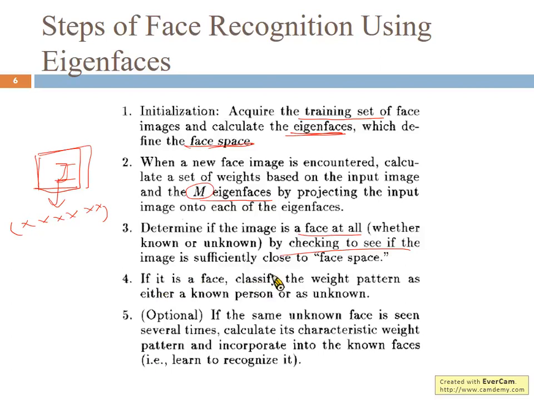If it is a face, we classify the weight pattern as either a known person or unknown. If the nearest neighbor of the transformed vector is a known individual, then we classify this test face image as this user. But if it is not so close, then we may think it is an unknown face. If the same unknown face is seen several times, then we see that we are missing the training data of this unknown face. Therefore, we calculate its characteristic weight pattern and incorporate it into the known faces. That is the procedure for learning to recognize. The final step is an optional step.